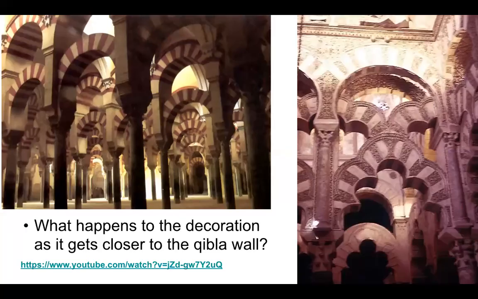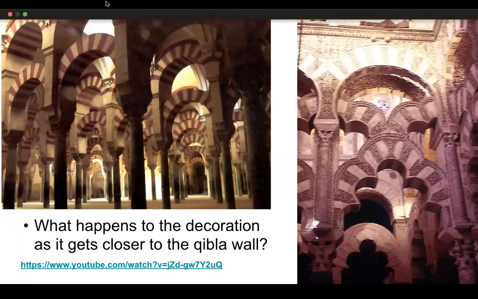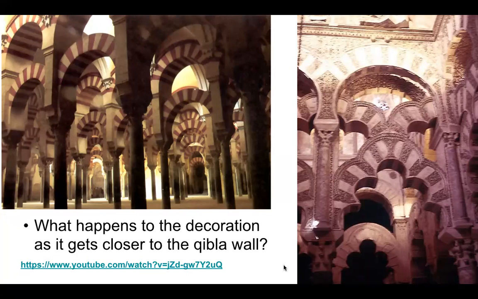Okay, so this is what the hypostyle hall looks like when you kind of enter into the mosque. And as you get closer and closer to the Qibla wall, you start to see imagery like this. What's happening to the decoration? It's becoming much more elaborate, right? So it's directional, it's telling you that you are about to face or be able to get towards the Qibla wall and the mihrab. So I'm gonna go ahead and pause the recording so that we can see what this mihrab looks like.